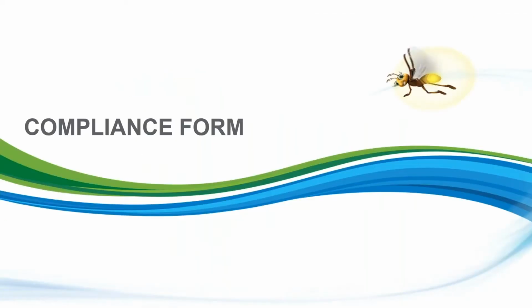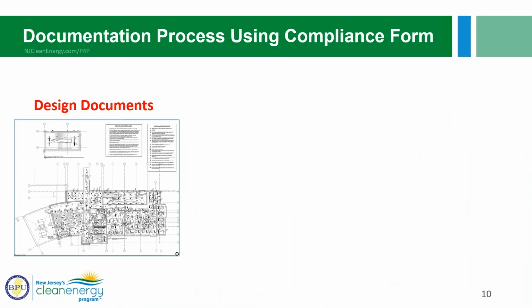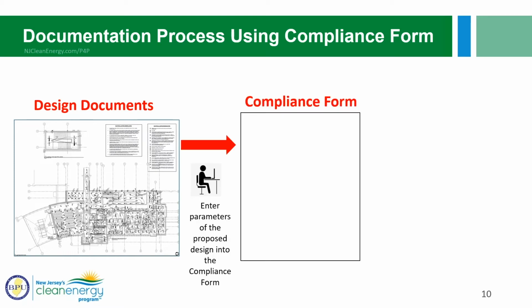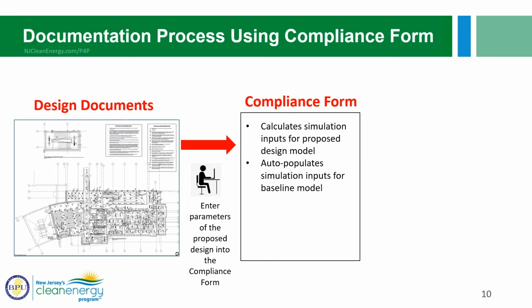Okay, so we're going to start with going through the compliance form. First I'd like to talk about the actual documentation process using the compliance form. Whenever we start a modeling project, we start with the design documents. And as a modeler, you need to enter the parameters of that proposed design into the compliance form. And like I said before, the compliance form will calculate inputs for your proposed design model, and it will auto-populate simulation inputs for your baseline model.